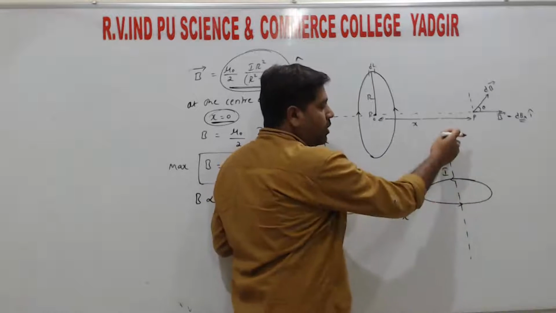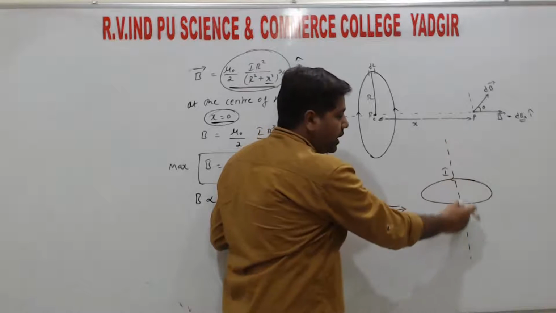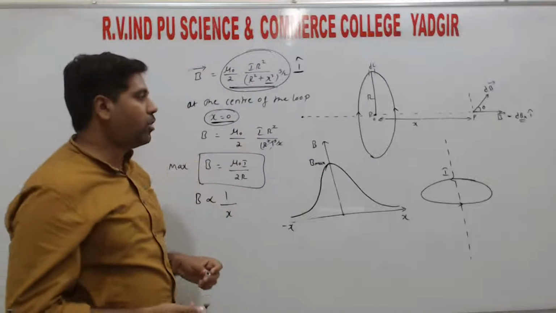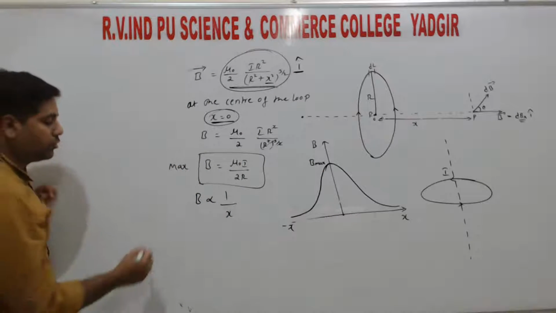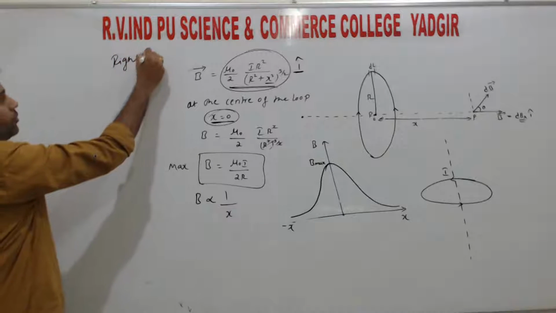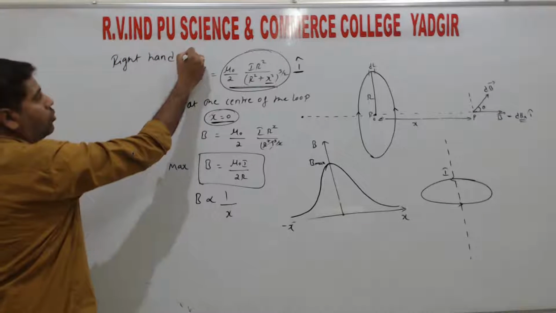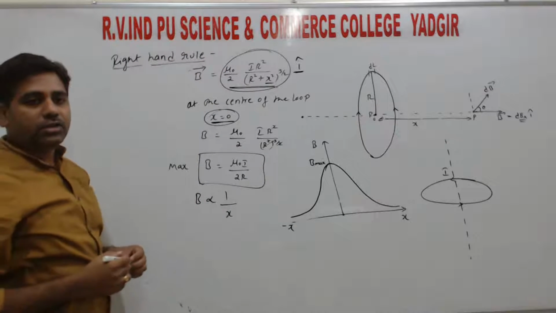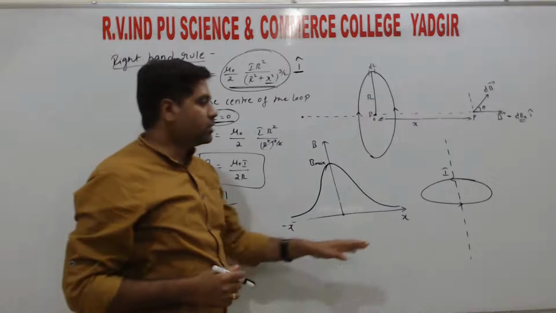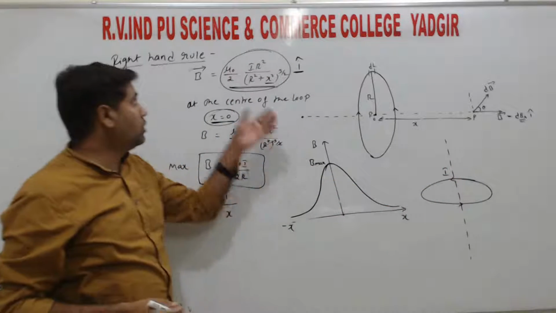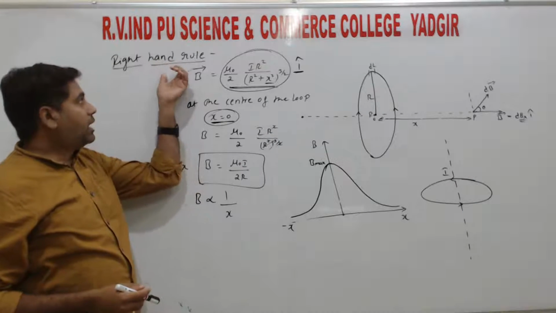So does the direction come along the positive x axis, or the negative x axis, or the positive y axis, or the negative y axis? To define this, we have a rule, and that one is the right hand rule. By using this rule we can find the direction of the magnetic field. So the direction of the magnetic field in any circular loop can be found by using the right hand rule.